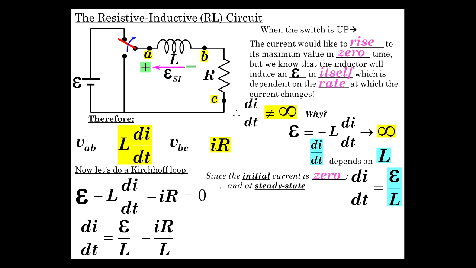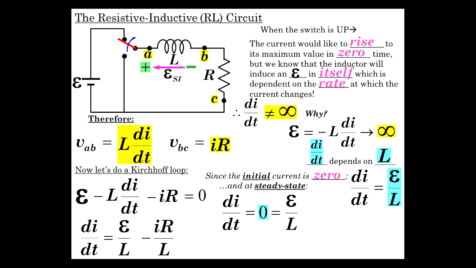At steady state, what happens? Steady state means you've got quiescent conditions or equilibrium conditions. You've waited long enough for things to settle out. When things have settled out, there is no longer any change. The di/dt is equal to 0. There is no di/dt, which means that this inductor, no longer having a change in current, acts just like a 0 ohm resistor, and it's just a resistive circuit at that point.